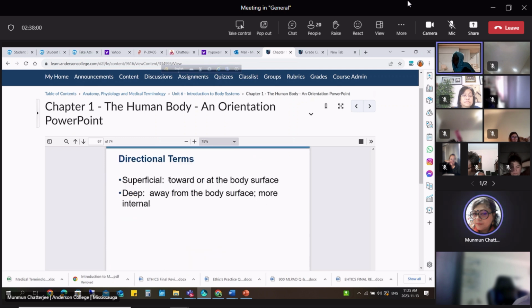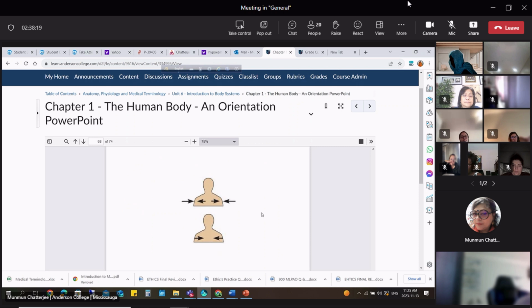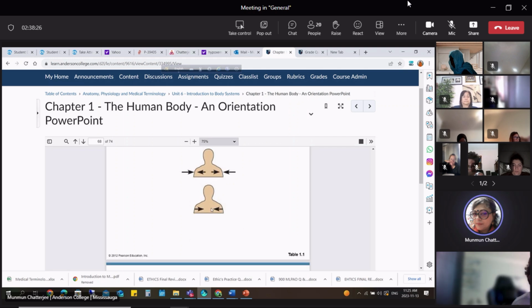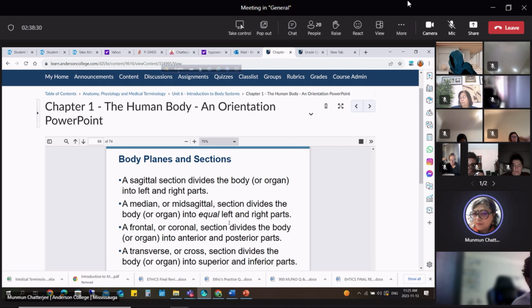Now superficial is towards the body surface, and deep is away from the body surface. When near the skin, superficial is just the surface of the body. Deep means deep inside, away from the body surface, more internal. So this is the superficial, and this is deep inside. That is the difference. Now we are going to learn about the different body planes.